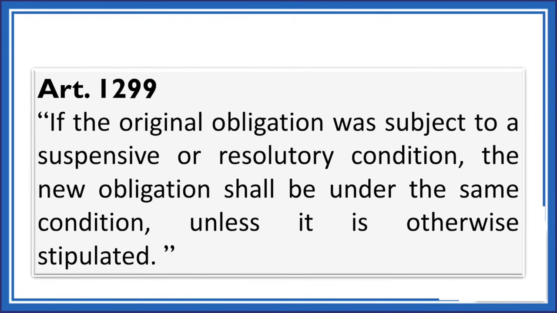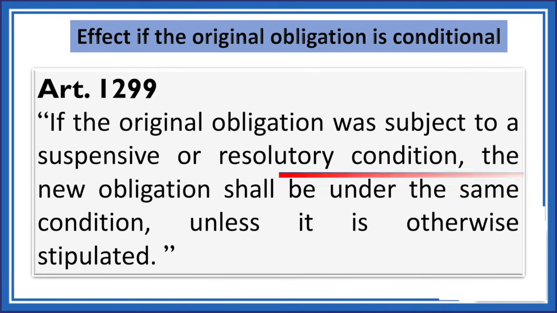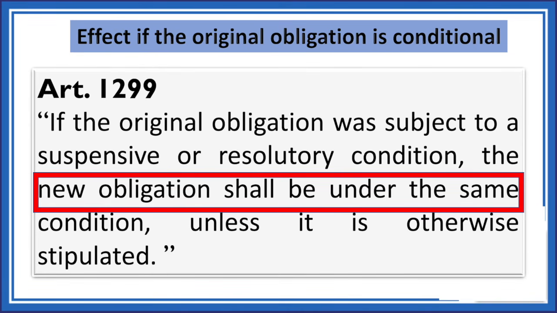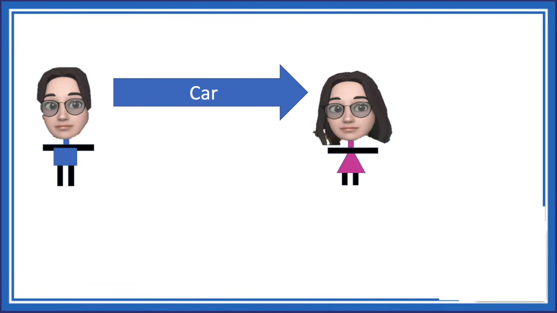Okay? Now, Article 1299. If the original obligation was subject to a suspensive or resolutory condition, the new obligation shall be under the same condition unless it is otherwise stipulated. So, etong provision na to talks about the effect if the original obligation was conditional. So, general rule, yung condition, kasi naka-attach naman talaga siya sa original obligation, yung conditions attached to that old obligation will also be attached to the new obligation. Magkakaroon pa rin ng condition yung new obligation. Now, ano yung exception? Pag daw merong contrary stipulations. Okay? So, let's take an example. Ganito.